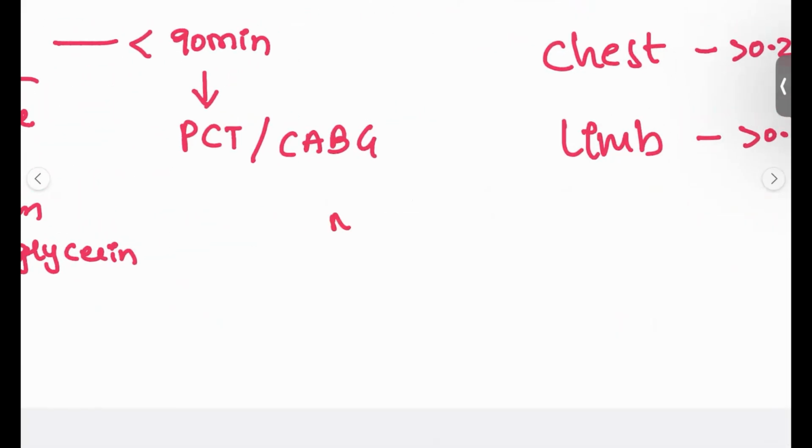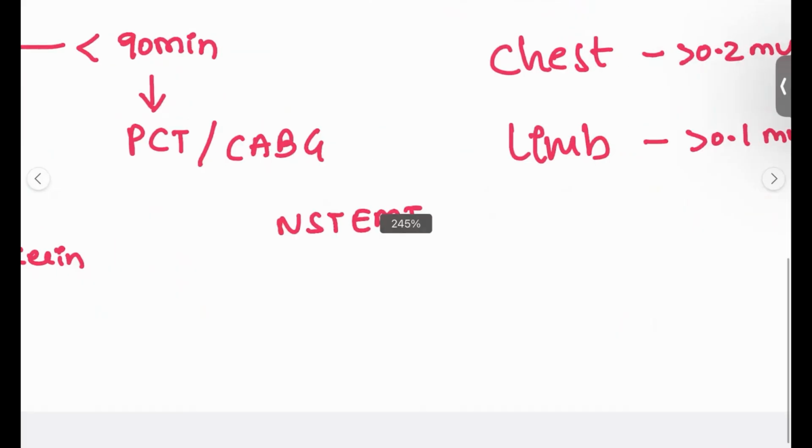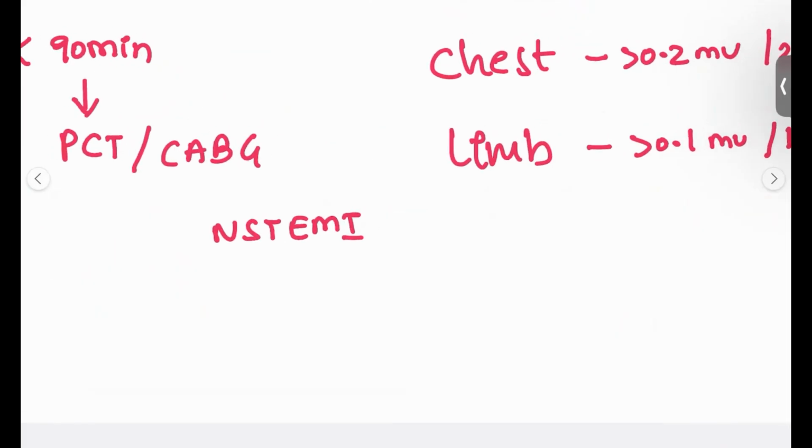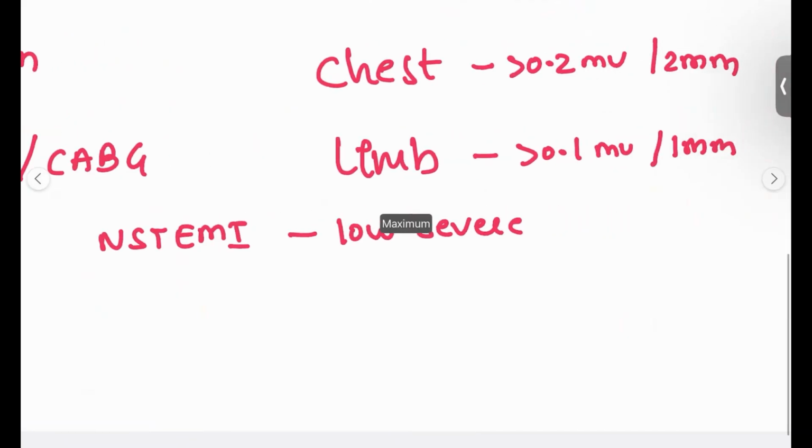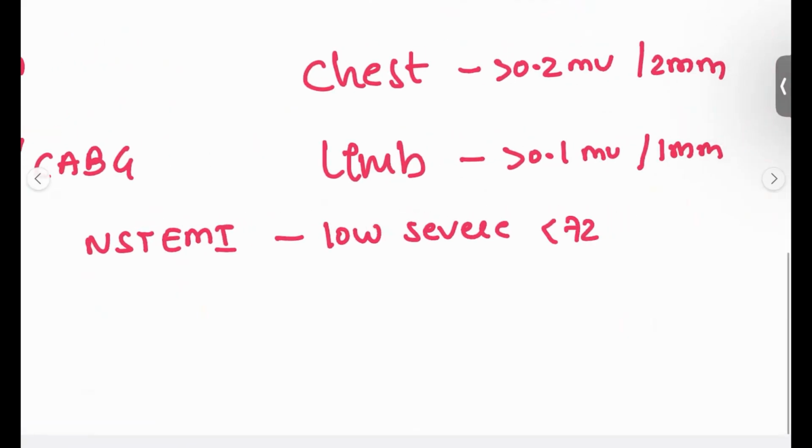So let's say that the patient presents with non-ST elevation. In this patient, you have different categories. Let's say the patient is of very, very low severity. The troponins are normal and the patient's ECG change is also not significant. Then usually within 72 hours, we can go for the PCI intervention.